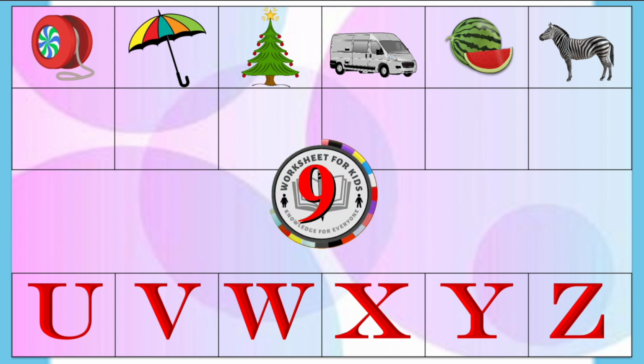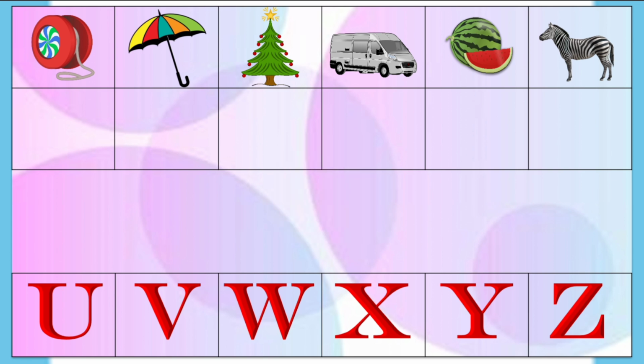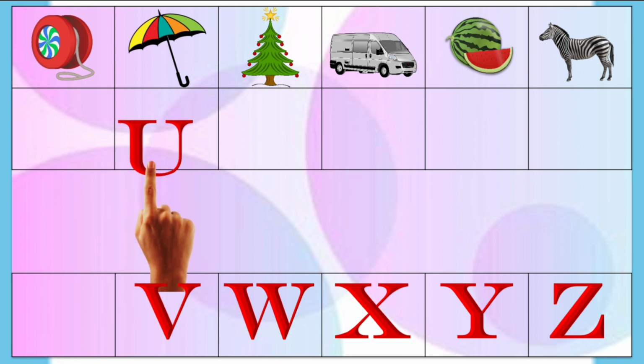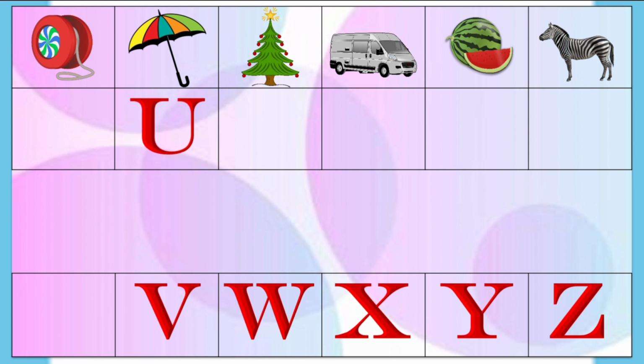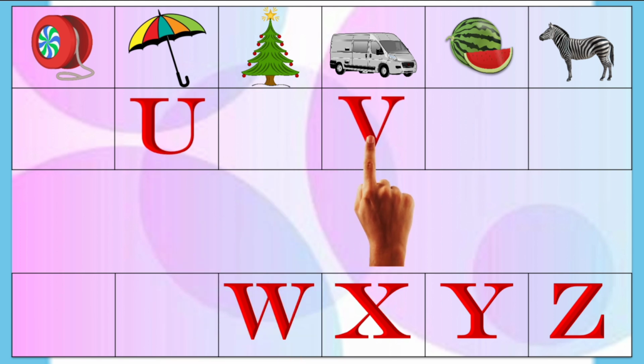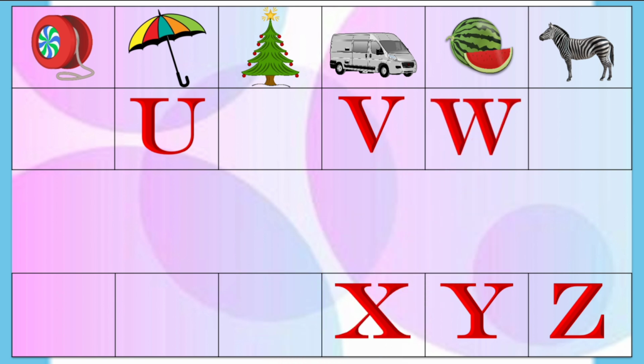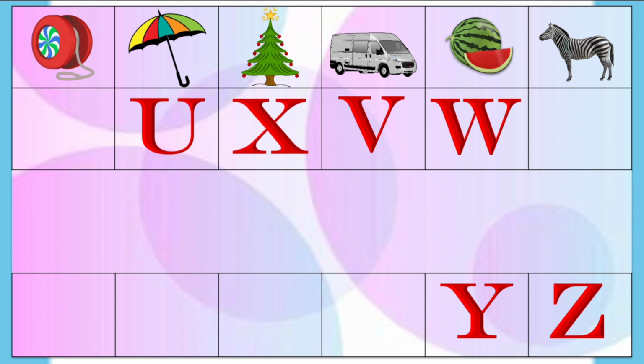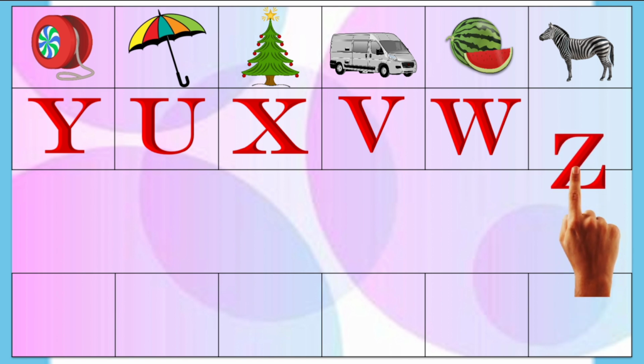10, 9, 8, 7, 6, 5, 4, 3, 2, 1, 0. U for umbrella. V for van. W for watermelon. X for Xmas tree. Y for yo-yo. Z for zebra.